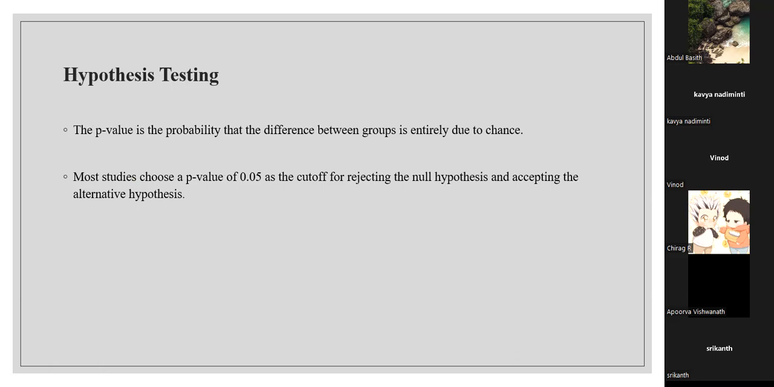And the p-value is the probability that the difference between 2 groups is entirely due to chance, and most studies choose a p-value of 0.05 as the cutoff for rejecting the null hypothesis and accepting the alternative hypothesis.